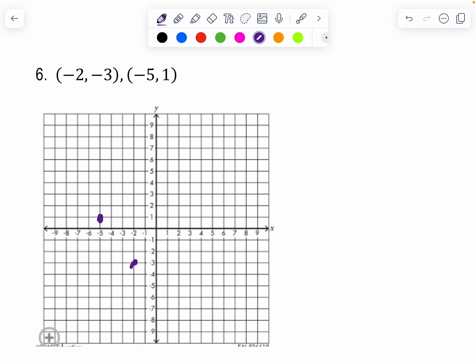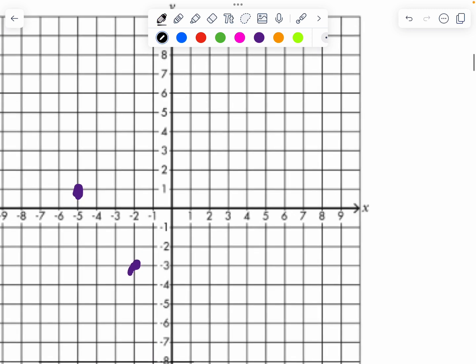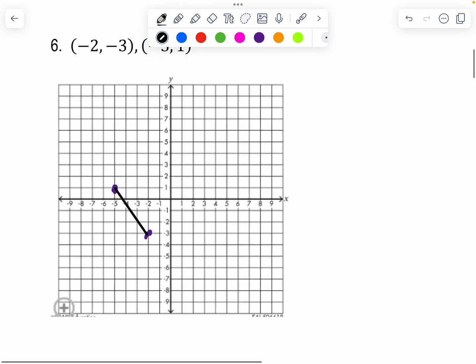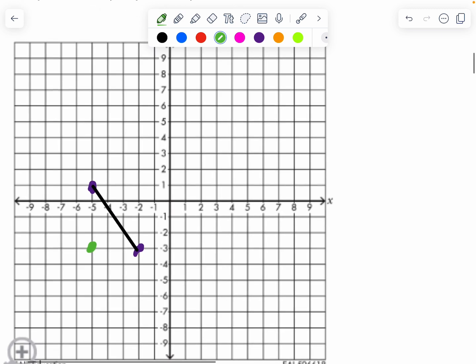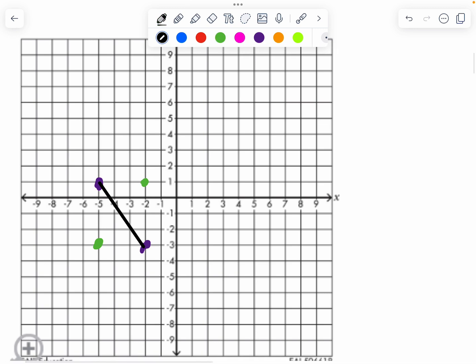Plot the points -2, -3, -5, +1. I connect the dots. Then I have to create a right triangle. You could go here at -5, -3, or you could go here at -2, +1. Okay, I'm going to go with this one.